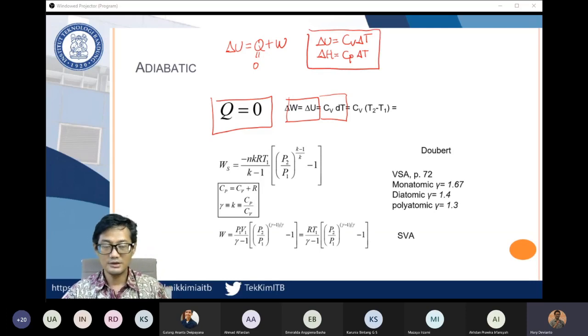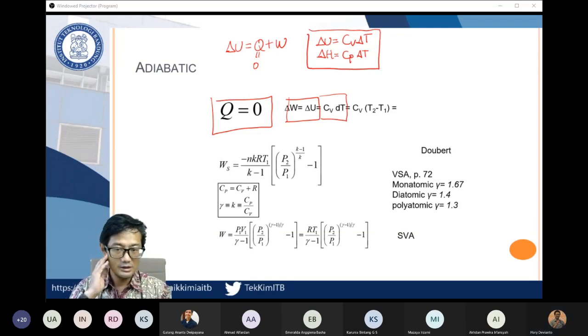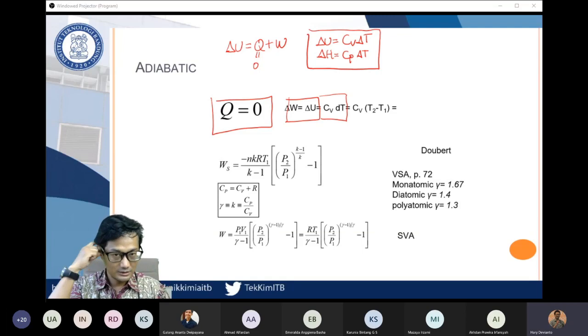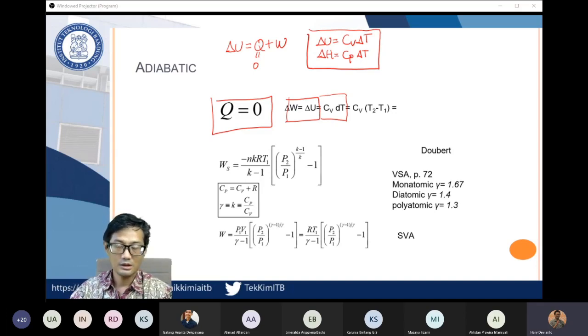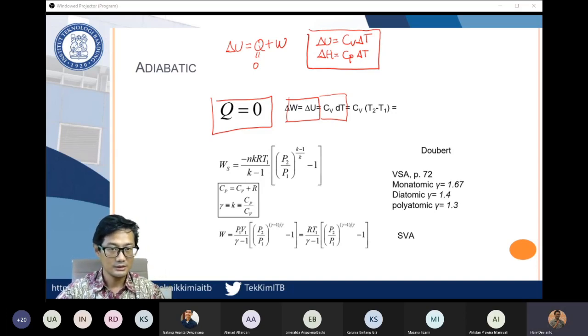So never change this formula. But for heat or work, it will depend on the thermodynamic process, whether it's isobaric, isothermal, isometric, or adiabatic. But for delta U and delta H, by definition it is always like this: delta U equal to CV delta T, while delta H, or enthalpy, is equal to CP delta T.